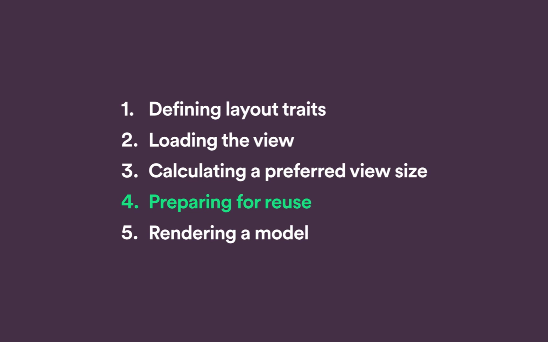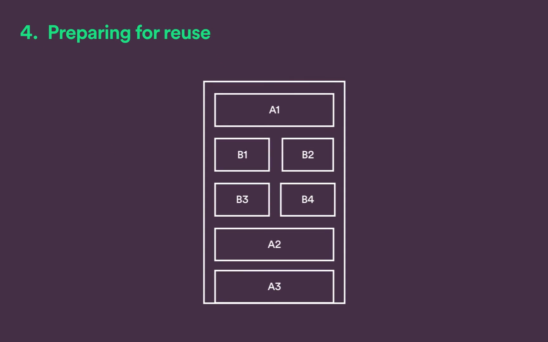The next part is preparing our view for reuse. Now, just like in a normal collection view or table view, we are utilizing cell reuse to make sure that we don't consume a lot of memory and run into performance issues when we have large data sets. So as the user scrolls the view, we're going to reuse components that are of the same type. So in this case, you can see that I have two types of components, A and B, and they each have a couple of instances. 3 instances of A and 4 instances of B in this case.